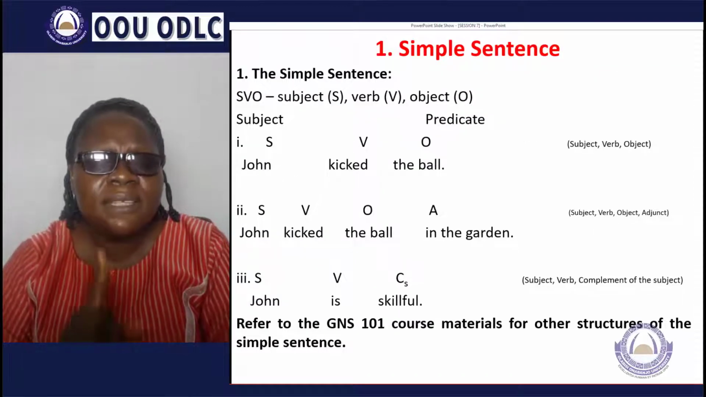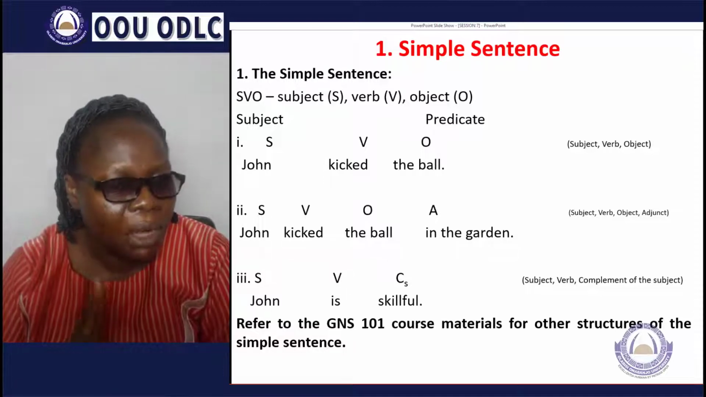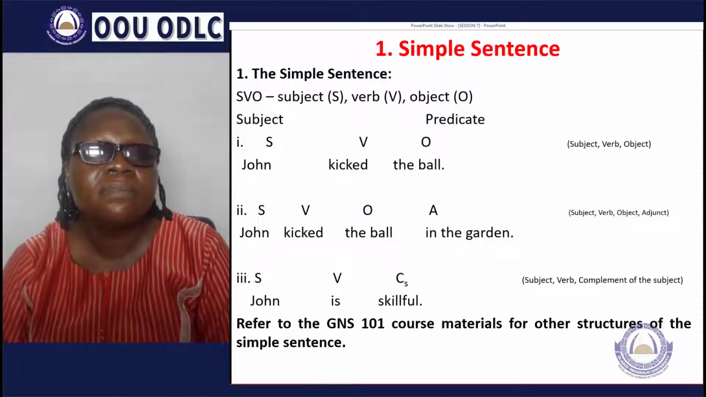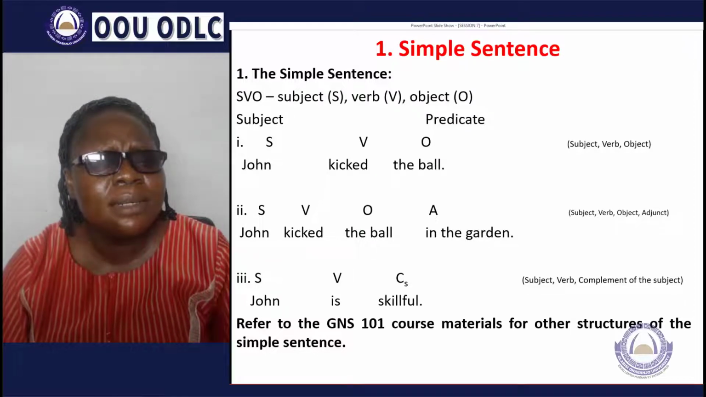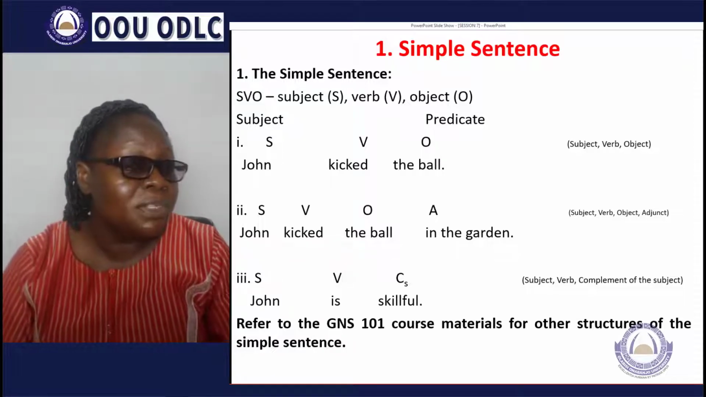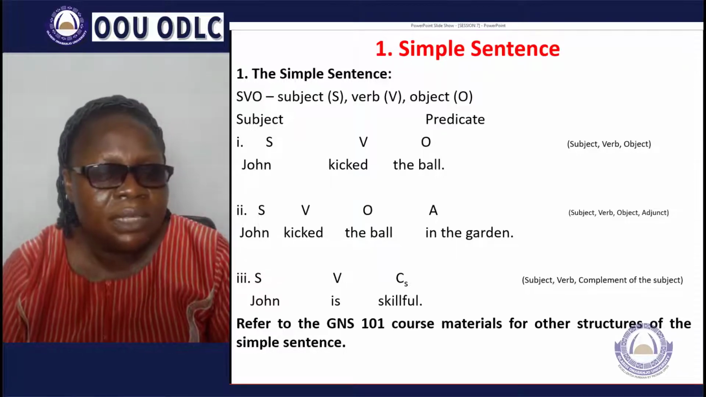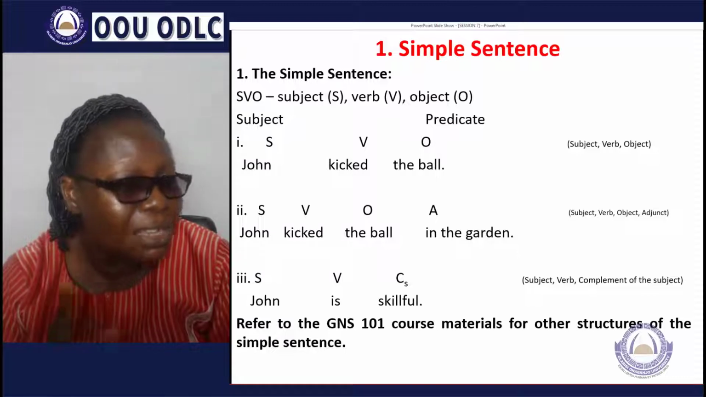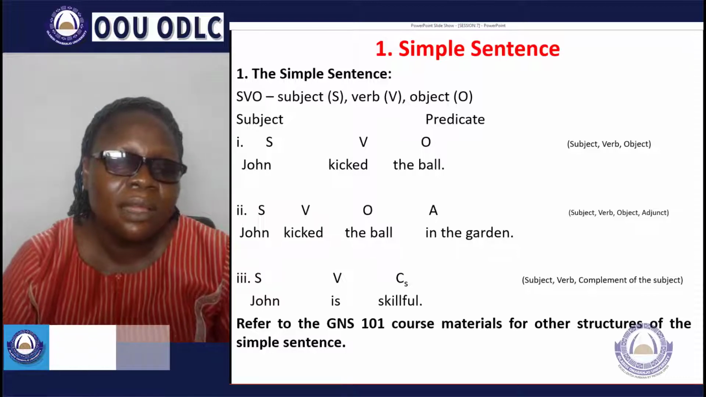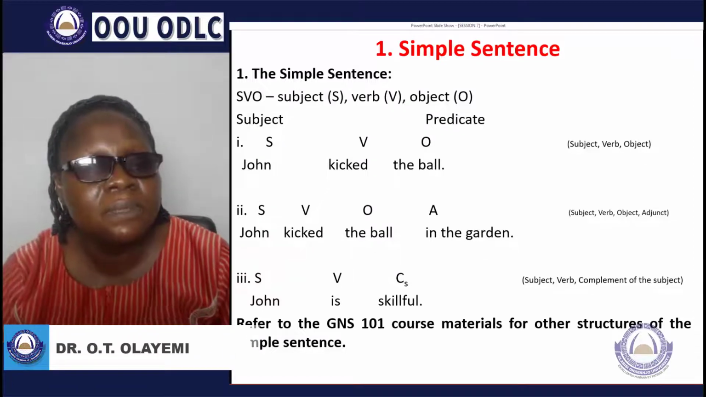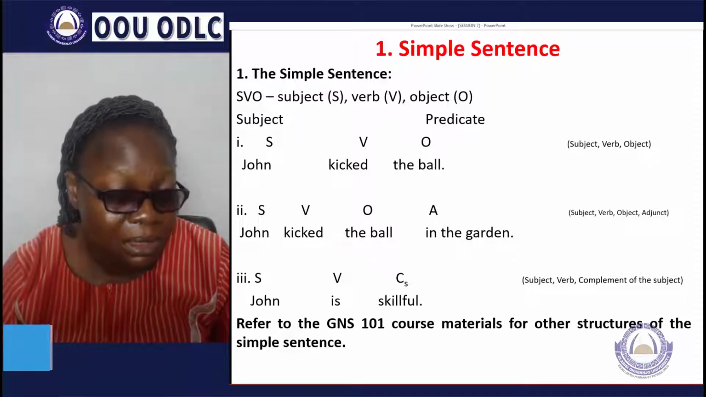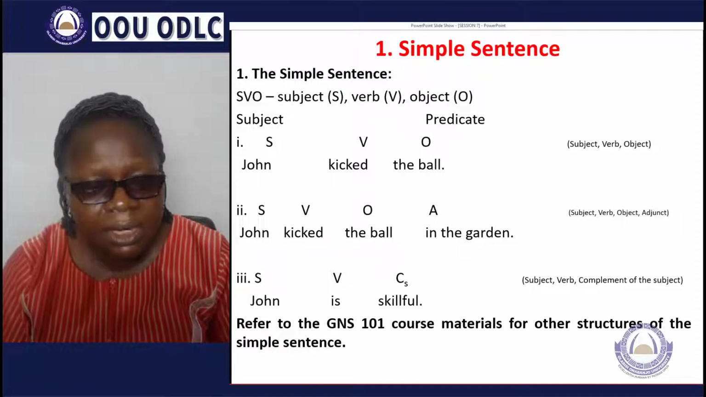The simple sentence contains one main clause or one independent clause. Remember also that I told you in the previous session that a main clause can stand alone and be regarded as a simple sentence. And here we are talking about the simple sentence today. The simple sentence is made up of one main clause, otherwise known as independent clause. And so an independent clause is a simple sentence. A simple sentence is an independent clause or a main clause. Now, there are some possible structures of the simple sentence. That is, the simple sentence can have different structures. Let's take a look at a few of them.